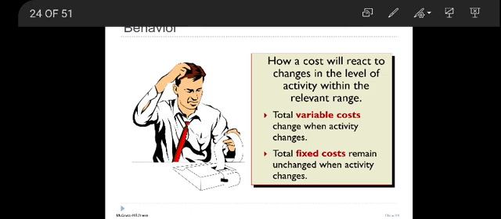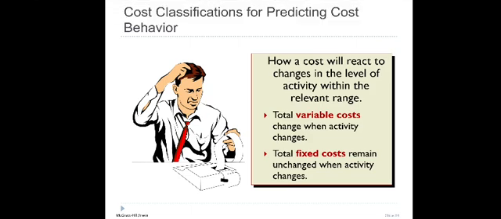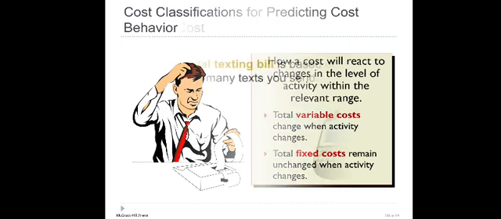How cost will react to changes in the level of activity within the relevant range. Total variable cost will change when activity changes. Total fixed cost remains unchanged when activity changes. This cost classification is related to cost behavior. Cost behavior means how the cost increases and decreases. Let's see what is a variable cost and what is a fixed cost.